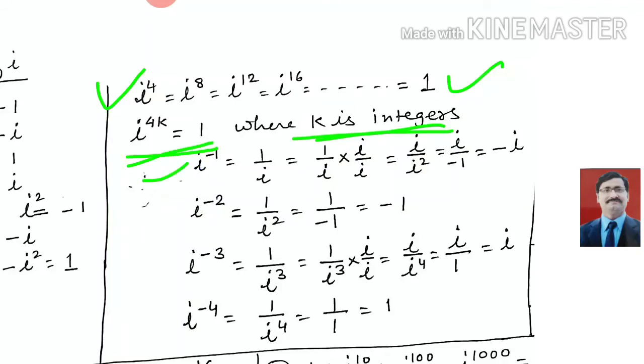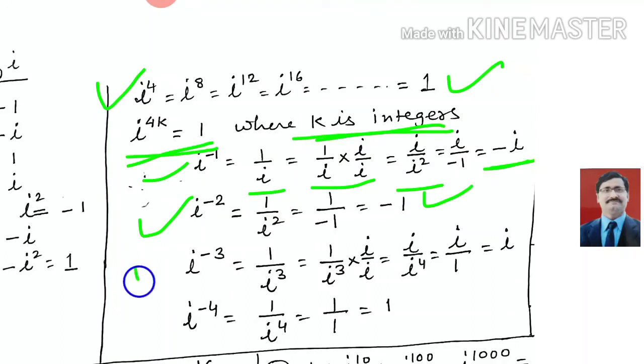Look here, we check for iota power minus 1. Iota power minus 1 we can write as 1 upon iota, and multiplying and dividing by iota, you get iota upon iota square. Iota square is minus 1. Minus 1, iota upon minus 1 is minus iota. So iota power minus 1 will be equal to minus iota. Iota power minus 2 you can write as 1 upon iota power 2. Iota power 2 is minus 1, so iota power minus 2 is minus 1.